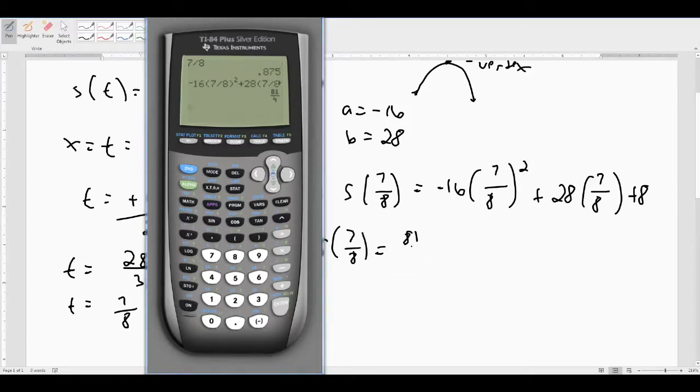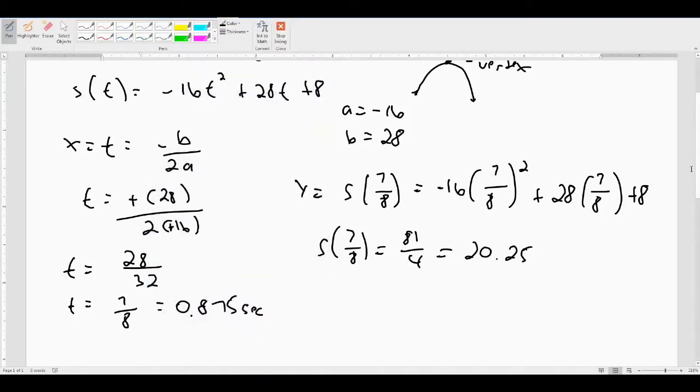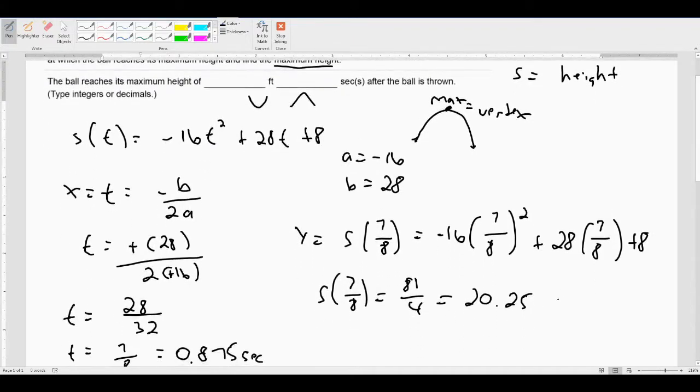And we get 81 over 4, which is about 20.25. 81 divided by 4. See that? I think that's in feet. So that is the maximum height.